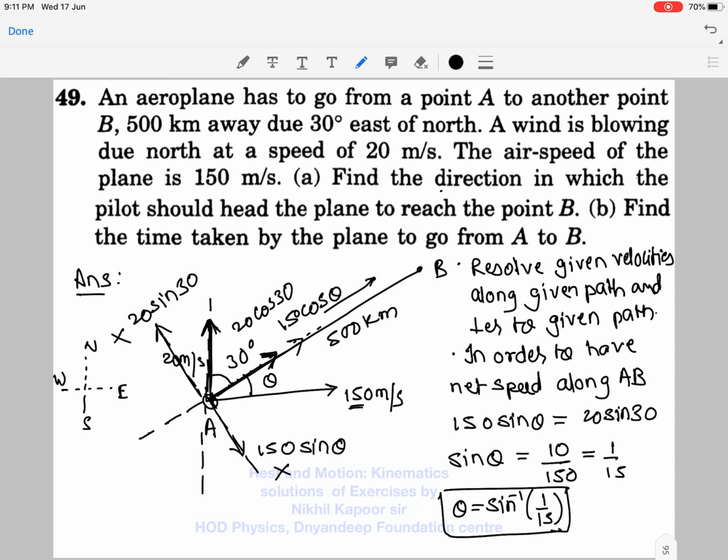Okay, now this is the value of theta. For future reference I'll calculate cos theta also, because it is useful to us. So cos theta is under root 1 minus sin square theta. So it will be 1 minus 1 upon 15 square, so it comes out to be under root of 224 upon 225, which may be useful. So we have got this one. The direction the plane should head is this. Now find the time taken by the plane to go from A to B.